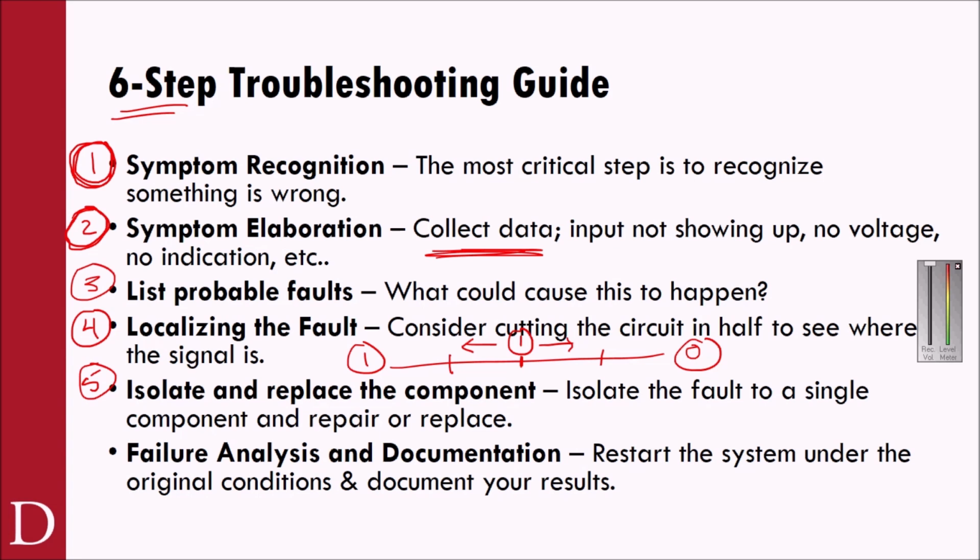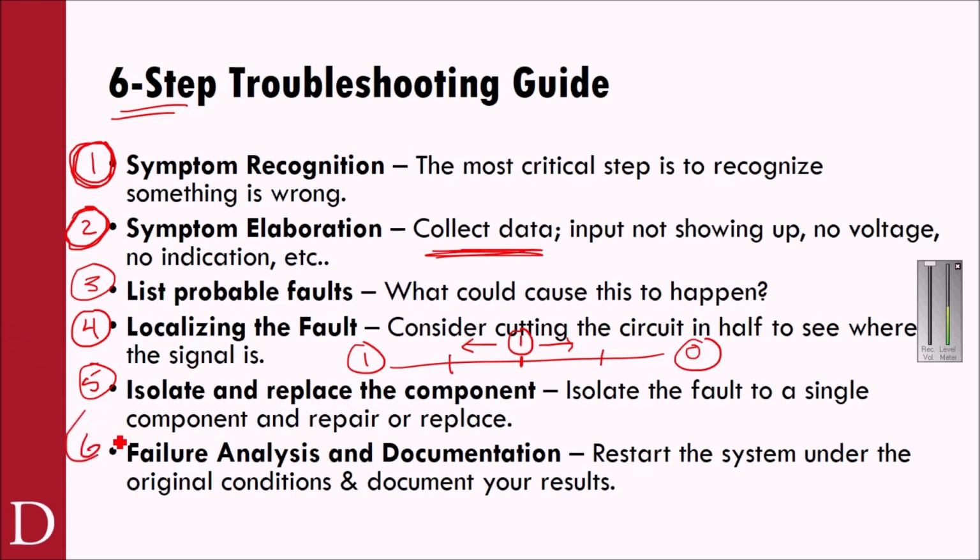Step 5 is isolate and replace the component. So once you've determined the fault, if it's something simple like a fuse or a breaker, go ahead and make the repair. Replace the fuse. Reset the breaker. If you've determined that the chain's too loose, tighten up the chain. If you've determined that there's a loose wire, replace the wire or tighten up the wire, tighten it in the termination, whatever it takes to make that repair.